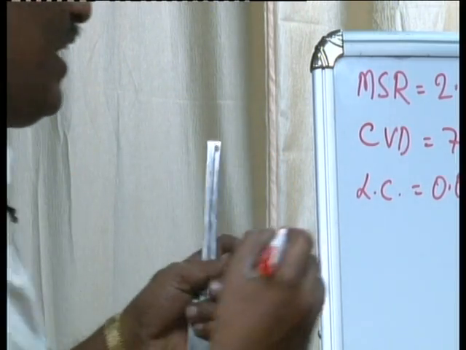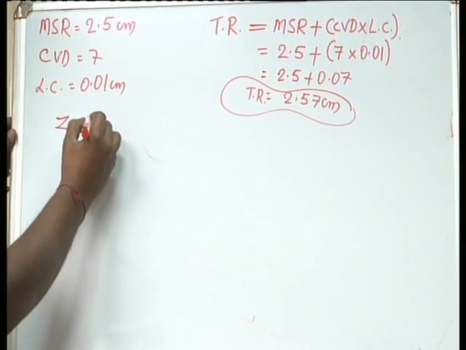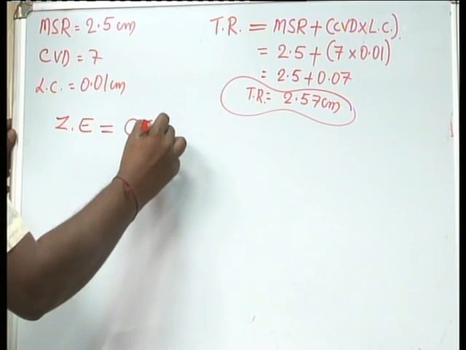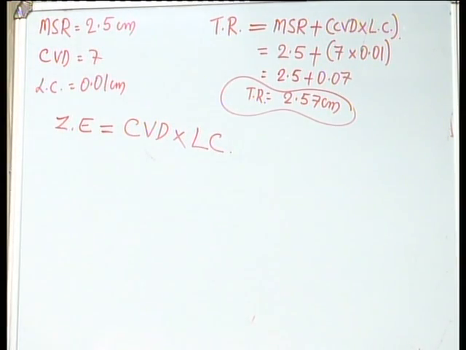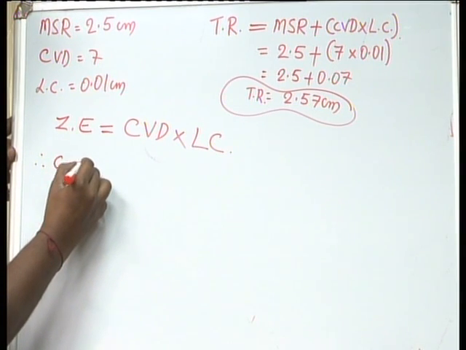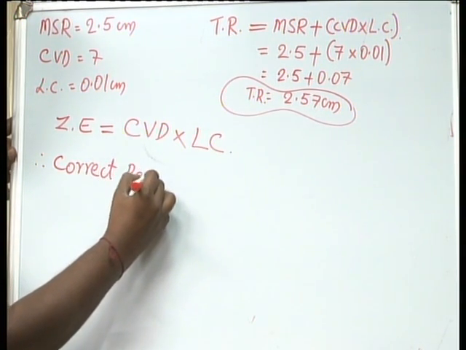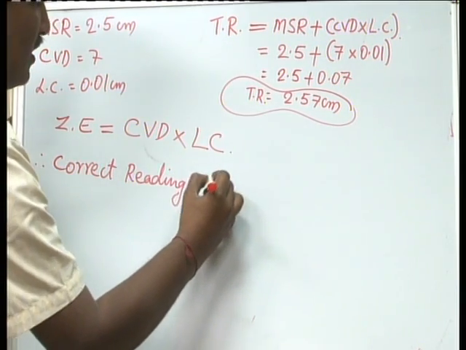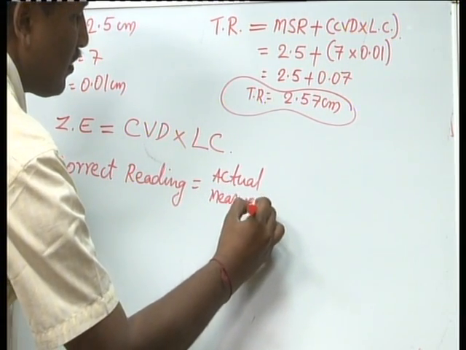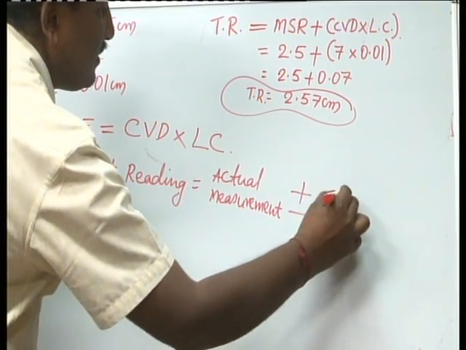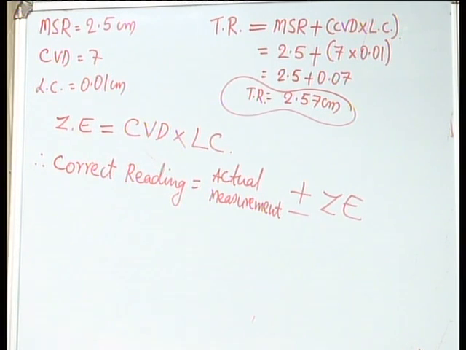So how to note down the error? Zero error in the case of a vernier calipers is nothing but CVD into LC, so CVD into LC. Therefore, the correct reading is nothing but the actual measurement plus or minus the zero error. Don't concentrate much on the error of the vernier calipers, because while doing experiments in the science lab, 99% of your calipers may be free from the error.